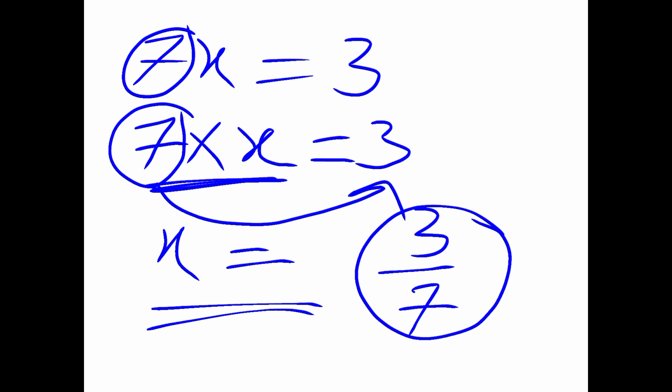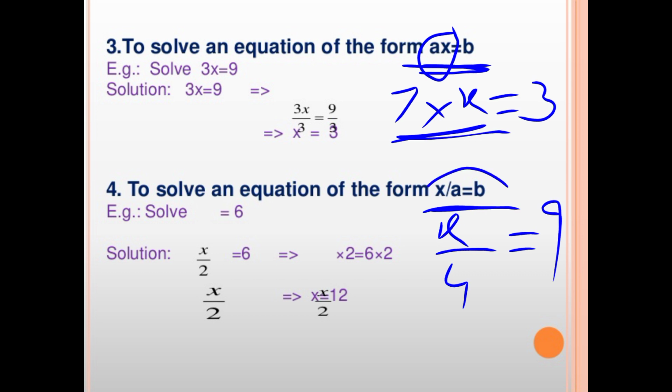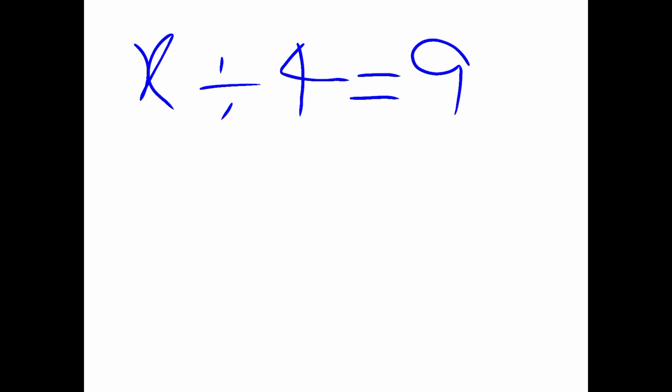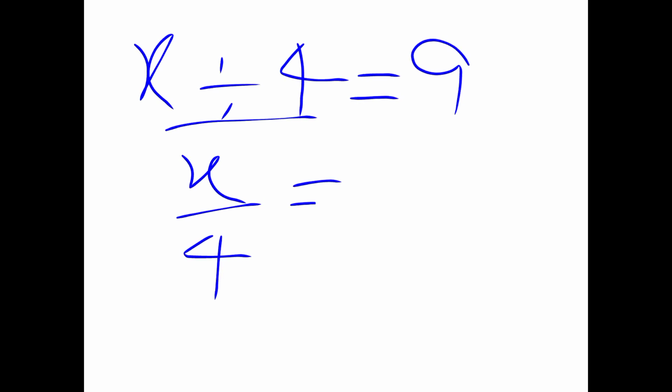Let's take another form of equation. Another form of equation is x by a is equal to b, right? That means x by 4 is equal to 9, x divided by 4 is equal to 9. We can also write this in this form: x by 4 is equal to 9. So let's first try the elimination method.